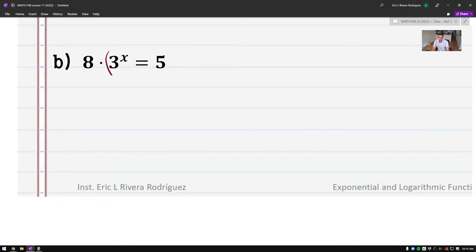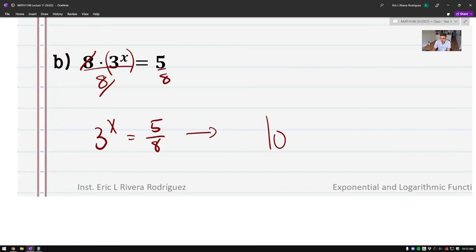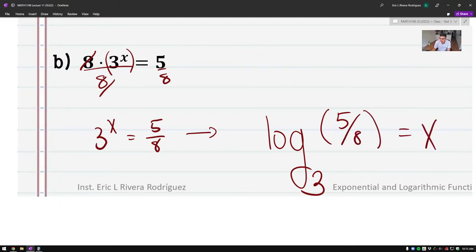So let's focus on the exponential form here, which is 3^x, right? So 3^x is being multiplied by 8. So we can move 8 to the other side. We can divide both sides by 8. We cancel here, and then we got 3^x equals 5 over 8. Okay, perfect. And then the only thing that we need to do is to use the logarithmic expression. So log base 3 of 5 over 8 equals x, and that is the value of x.